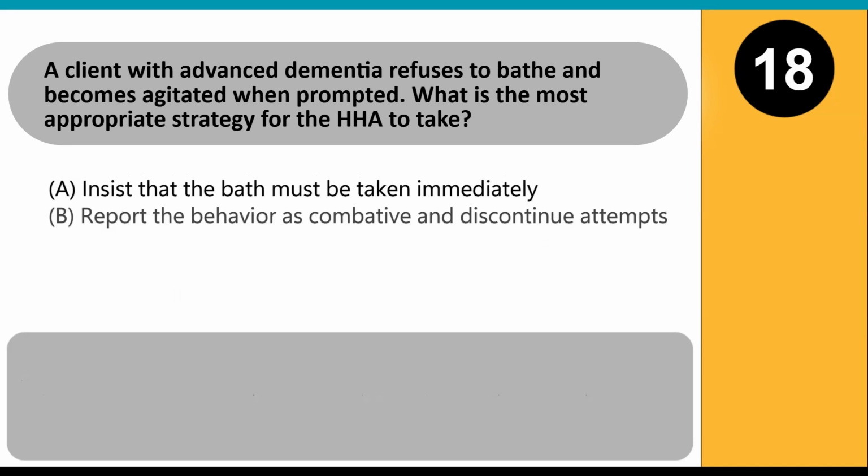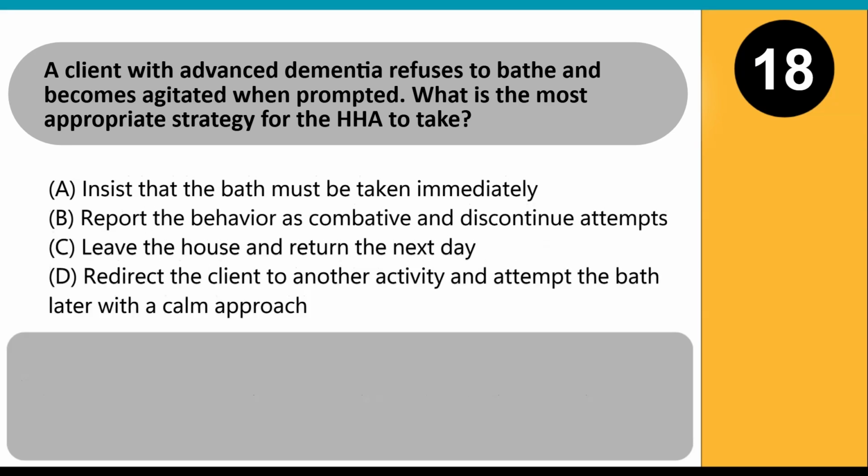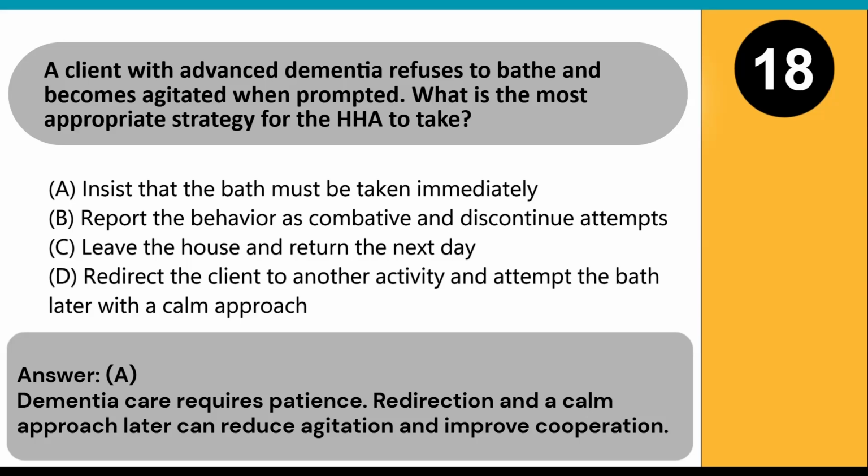A client with advanced dementia refuses to bathe and becomes agitated when prompted. What is the most appropriate strategy for the HHA to take? A. Insist that the bath must be taken immediately. B. Report the behavior as combative and discontinue attempts. C. Leave the house and return the next day. D. Redirect the client to another activity and attempt the bath later with a calm approach. Answer: D. Dementia care requires patience. Redirection and a calm approach later can reduce agitation and improve cooperation.